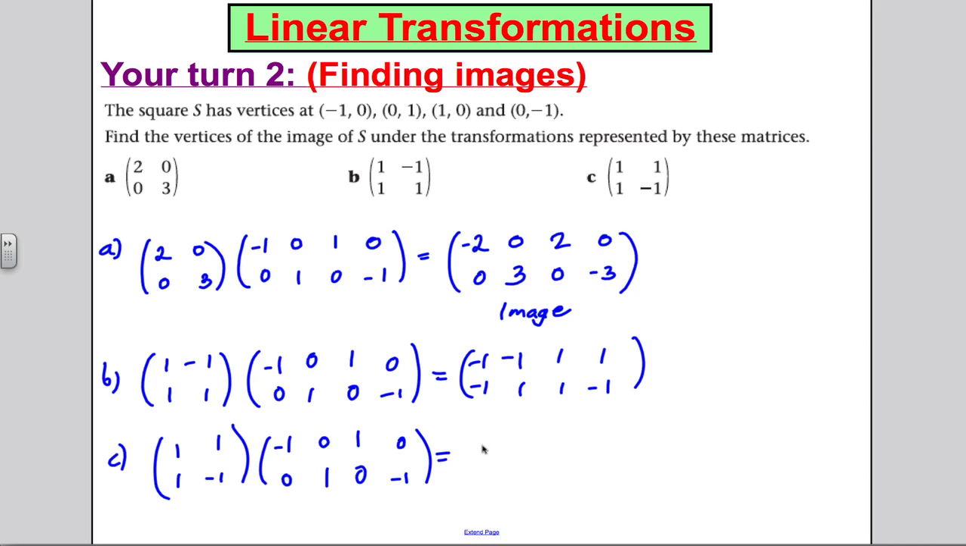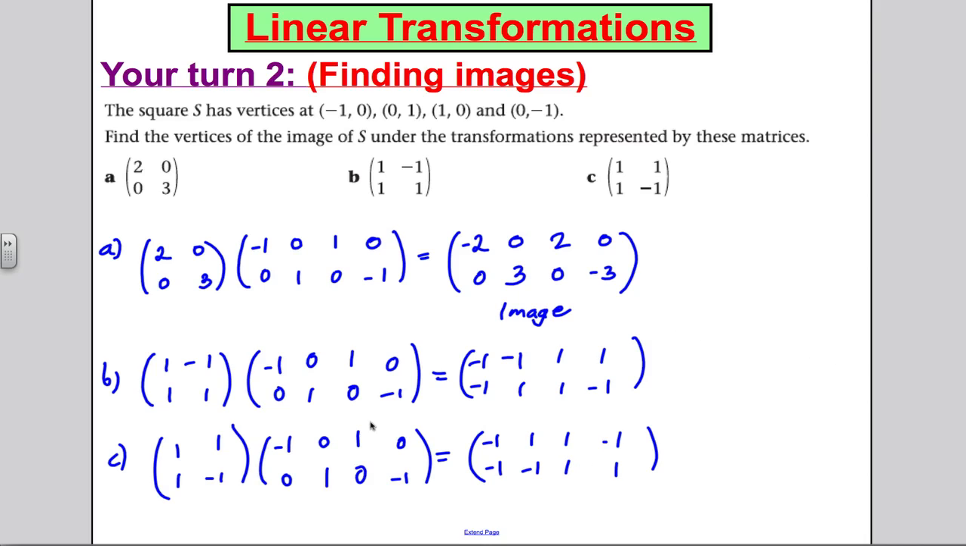And the last one, therefore, I would do that row times that column, just to start with. So this row times this column would give me -1, then -1, then 1, then -1, then 1, then 1, then -1, then +1. And so we have the correct answer there.